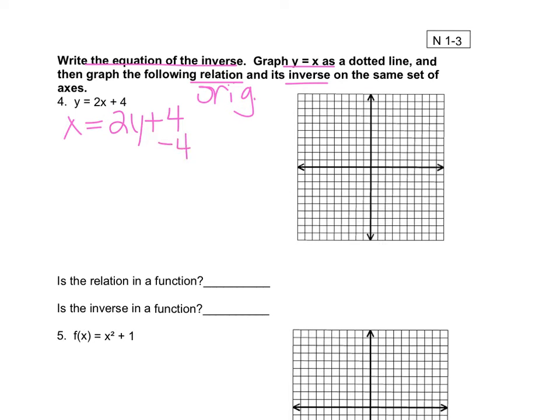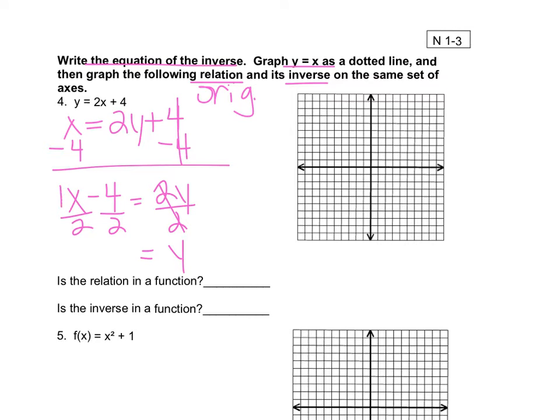So we're going to subtract 4. We have x minus 4 equals 2y, and then divide everything by 2. So we have y equals, that's 1/2 x minus 2. I'm going to go ahead and label that as my inverse equation. And then it wants us to graph our line y equals x as a dotted or a dashed line. So remember what that looks like. Y-intercept 0, slope 1, so up 1, right 1.